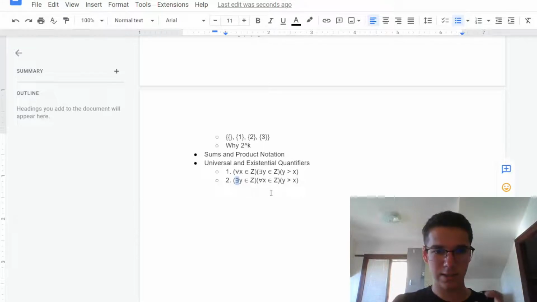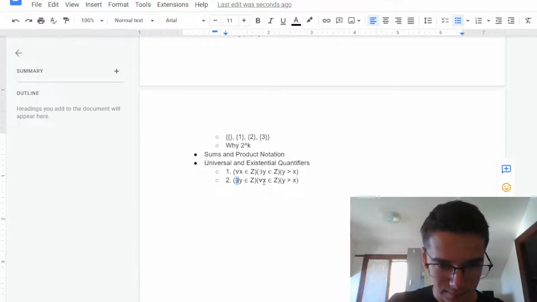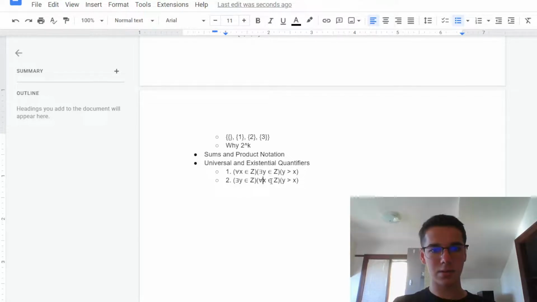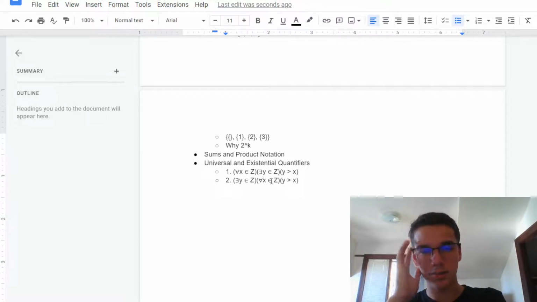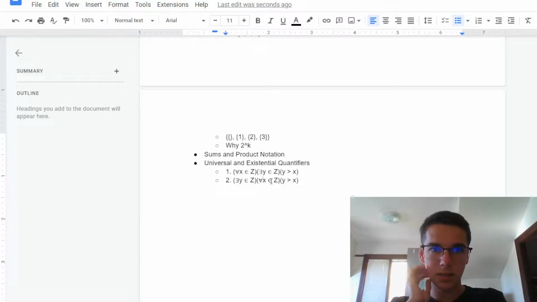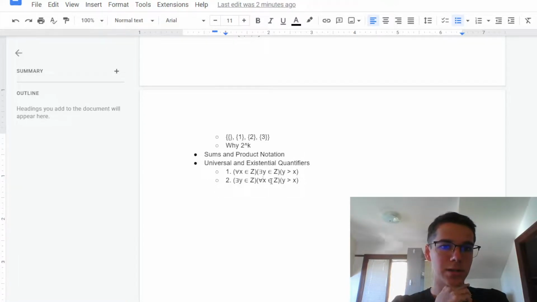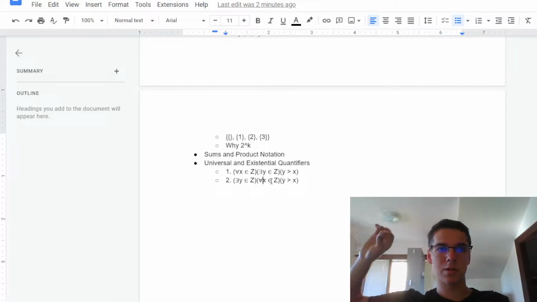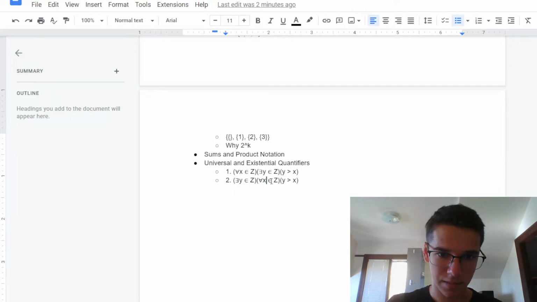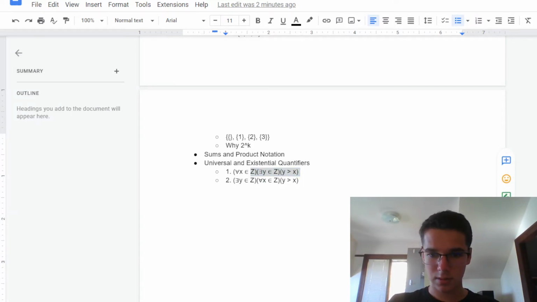We're saying that there exists some y in the entire set of integers that is greater than all numbers in the set of integers. And we know that this last statement is not true because there is no one greatest number. There will always be a number greater than that, as we said in this statement right here.